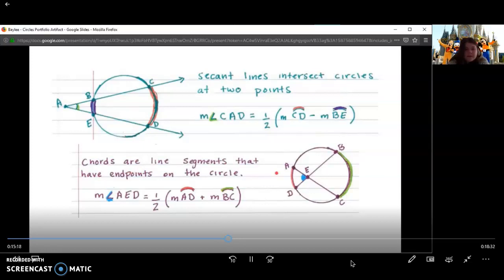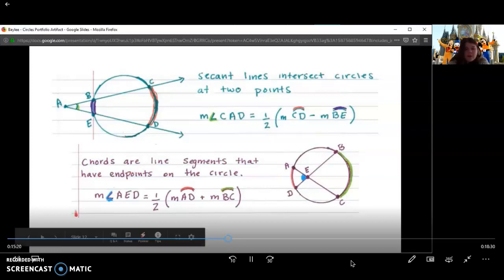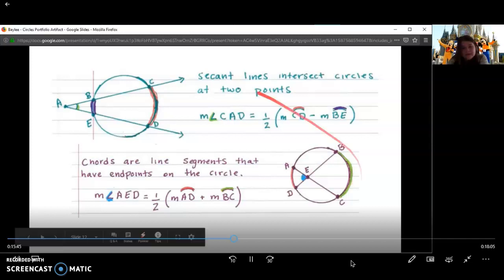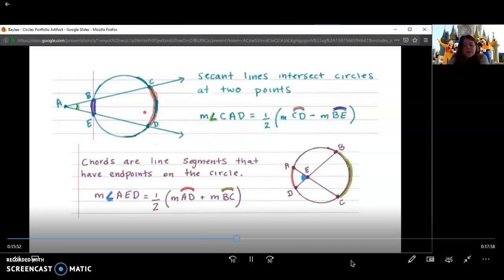And in the next picture below it, it describes chords, which are on the inside of the circle and go from one point to another, but they have line segments. That measure, in this example, measure AED right there in the blue, is going to be half of what BC was. Also, you can use this in this picture too, with chords or secant lines, either one.